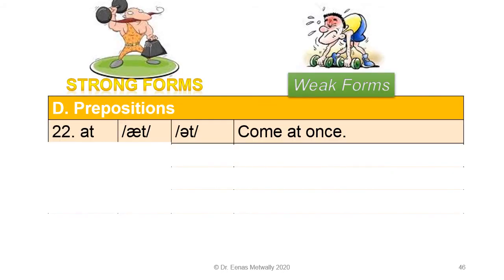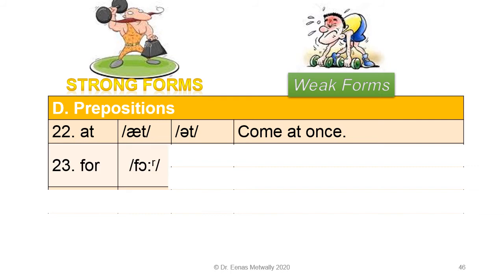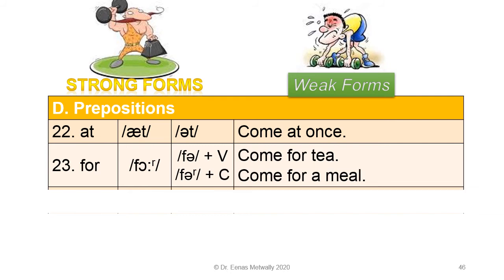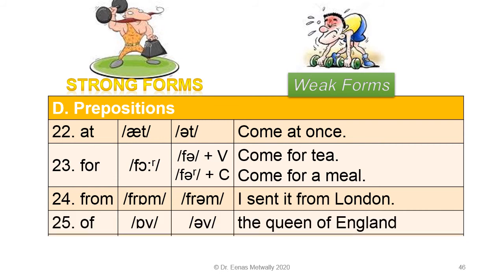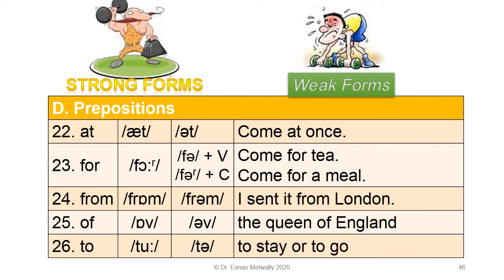Prepositions also have weak forms. At becomes ut, come at once. For becomes f when it's followed by a vowel in the next word, come for tea. And it's fur when it's followed by a consonant at the beginning of the next word, come for a meal. From becomes from, I sent it from London. And of becomes of, the Queen of England. To becomes to stay or to go.